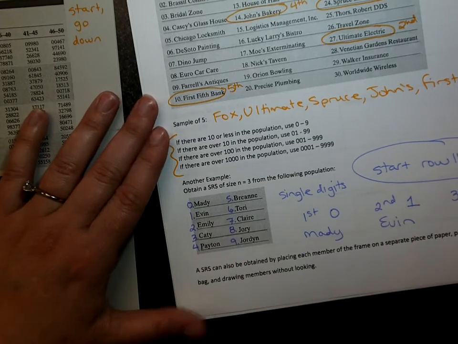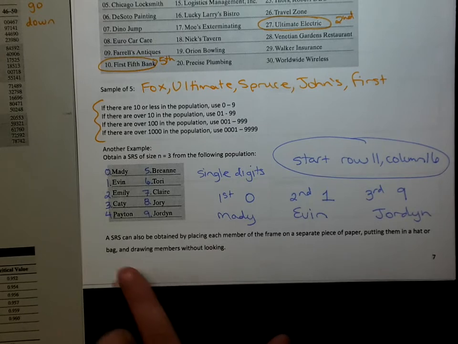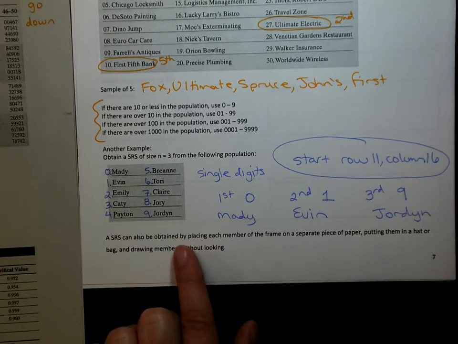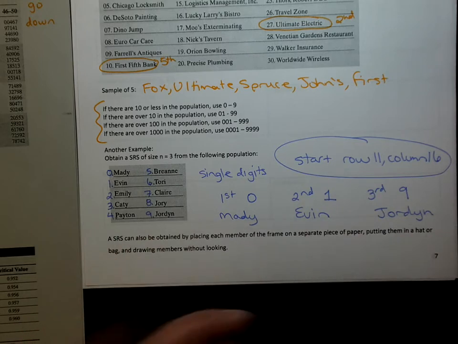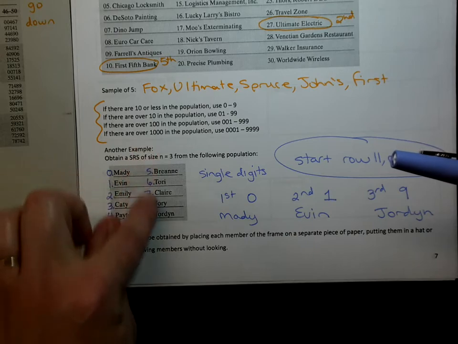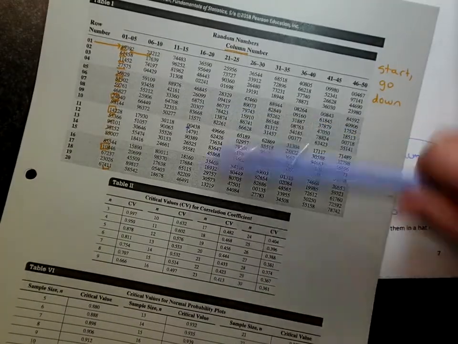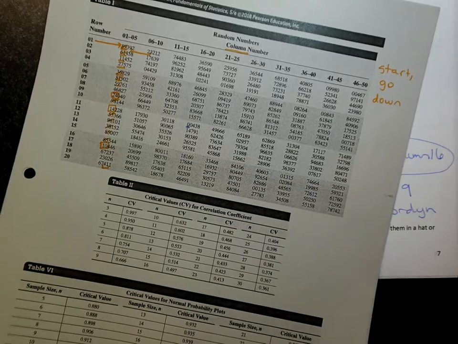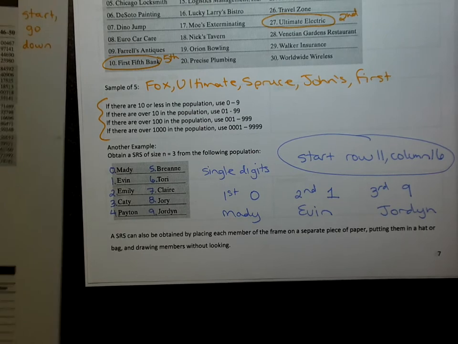And again, it wants your answer in the order it was chosen. So a note at the bottom, an SRS can also be obtained by placing each member of the frame on a separate piece of paper, putting them in a hat or bag, and drawing members without looking. So if you've ever been to a raffle where they throw all the tickets in the bucket and you randomly draw a ticket, it's the same idea. We're numbering everybody. It's kind of like everybody gets a ticket, and then we draw tickets using the random digit table. And that tells us who won the survey, whoever gets chosen to be in the sample.